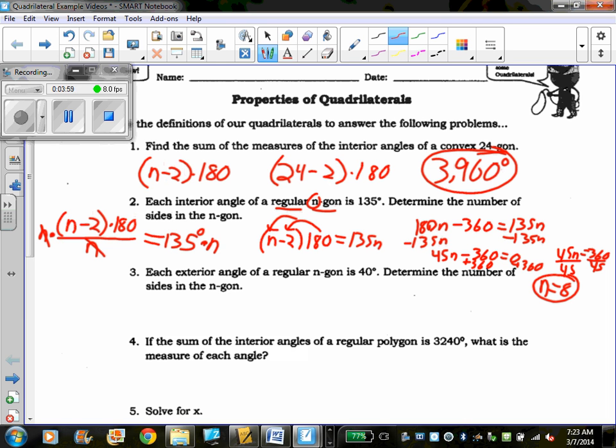So that one's a little trickier because, first of all, it's using a changed form of the sum of interior angles theorem, and then you have to work backwards from it to figure out how many sides there are. That one can be a little tough sometimes.